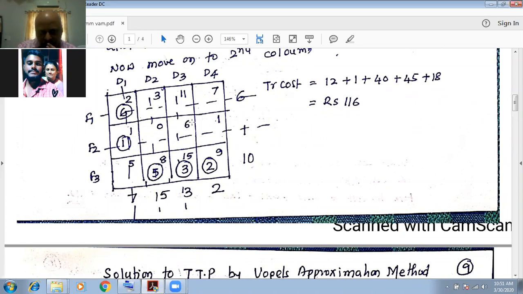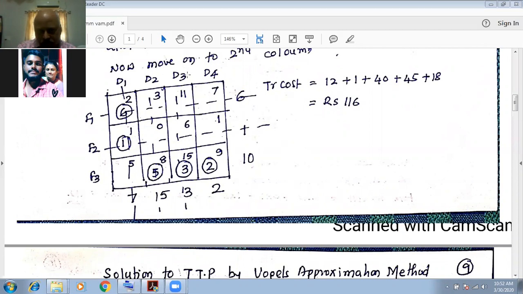In this column, 11, 6, 15 are there, but 11 and 6 are already crossed out because they are exhausted. Those two rows and two columns are exhausted. I am left with only this. Now you have to make an allotment of units from factory 3. So showroom number 3 can keep a maximum of 3 units, therefore you make an allotment of 3 units to this showroom from factory number 3.